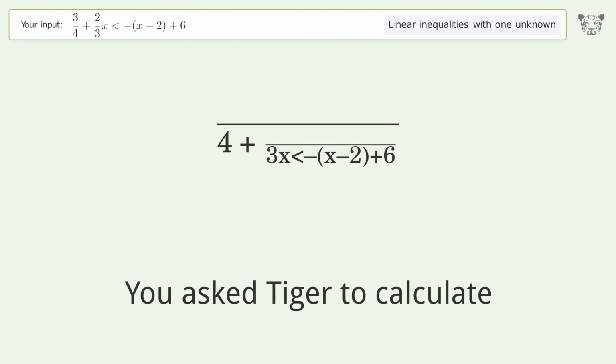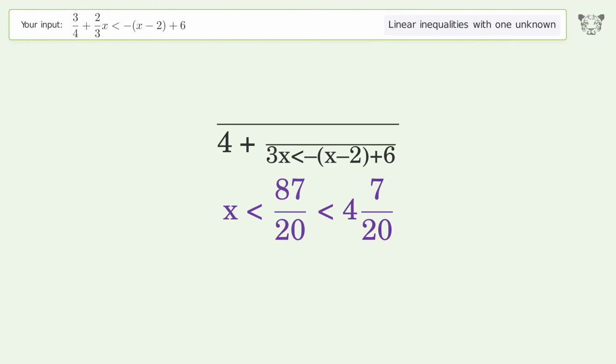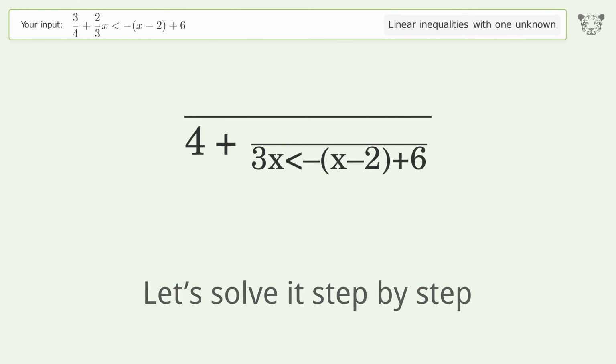You ask Tiger to calculate. This deals with linear inequalities with one unknown. The final result is x smaller than 87 over 20 smaller than 47 over 20. Let's solve it step by step.